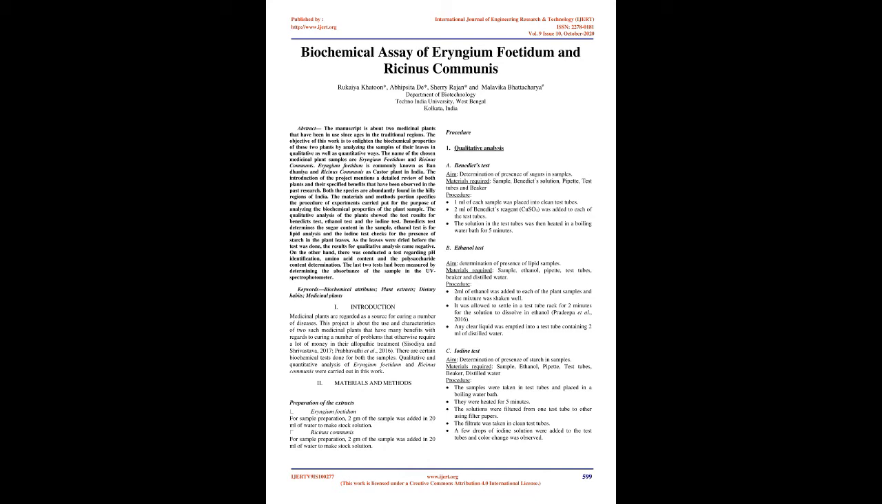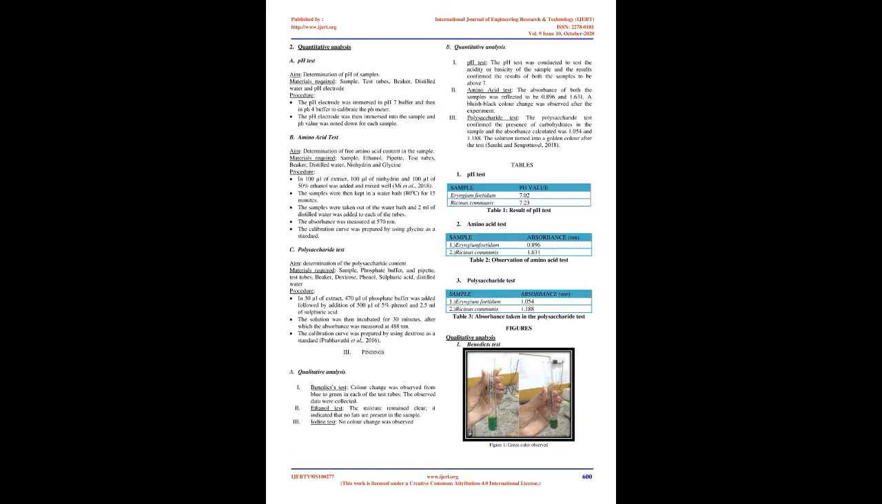Introduction. Medicinal plants are regarded as a source for curing a number of diseases. This project is about the use and characteristics of two such medicinal plants that have many benefits with regards to curing a number of problems that otherwise require a lot of money in their allopathic treatment. Sisodia and Srivastava, 2017, Prabhavitha et al., 2016. There are certain biochemical tests done for both the samples. Qualitative and quantitative analysis of Eryngium Foetidum and Ricinus Communis were carried out in this work.